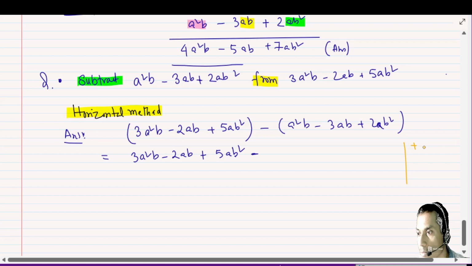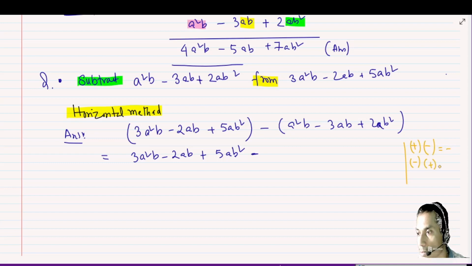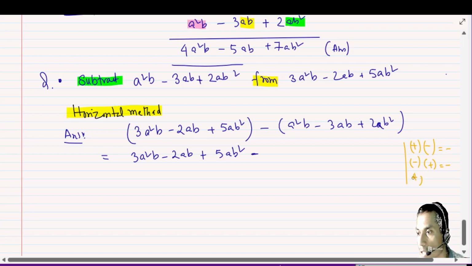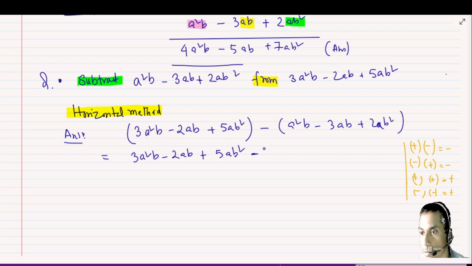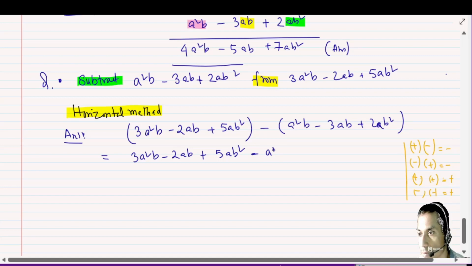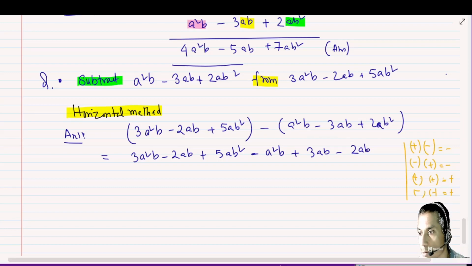You know that plus times minus gives minus, minus times plus also gives minus, plus times plus gives plus, and minus times minus gives plus. Clear? So here minus, and if there is no sign it means plus, so minus plus minus. The first is minus, then minus and minus is plus, so plus 3ab, and plus and minus minus 2ab square.